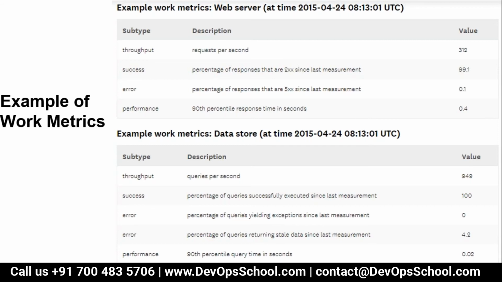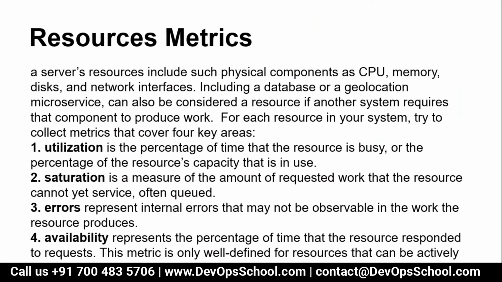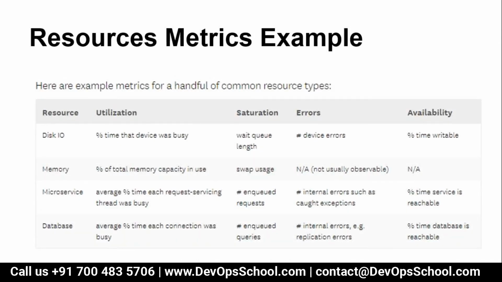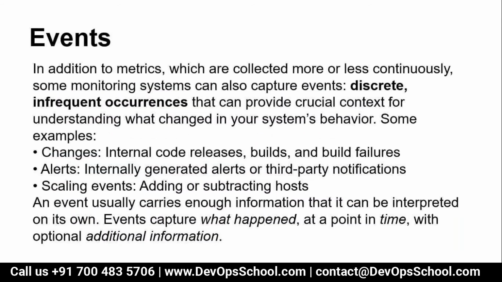Now the second type is resource metrics: utilization, saturation, error, and availability. These are examples of resource metrics for things like disk, memory, microservices, and database. So these are the different kinds of metrics you get from the system.